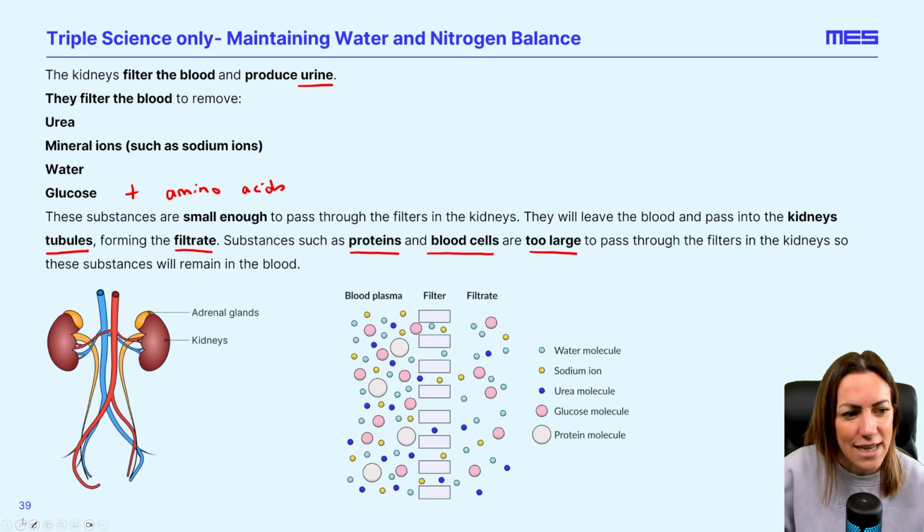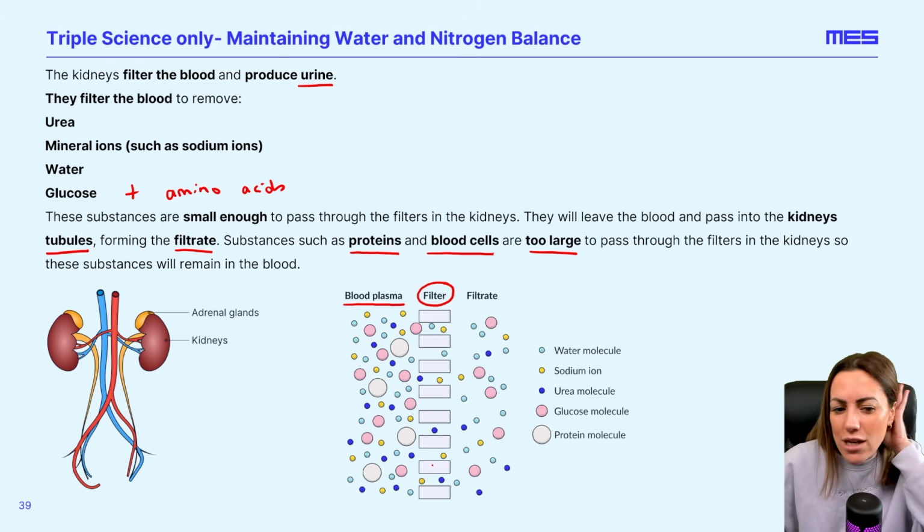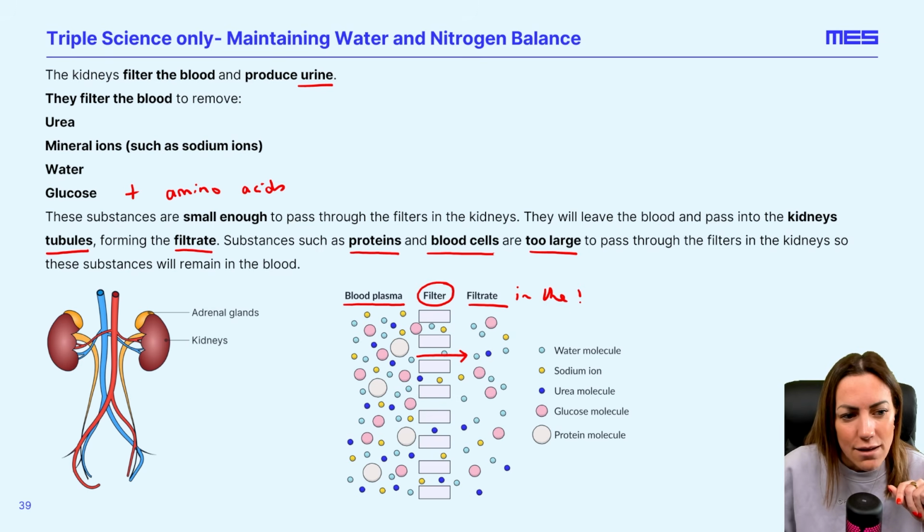So let's have a look at this on a diagram. So here is your blood, or your blood plasma, the liquid part of your blood. This represents the filters in your kidney tubules. They're called nephrons, but at GCSE you can just call them kidney tubules. So they have these partially permeable membranes that act as filters. Now, anything small enough is going to get filtered out of the blood in your kidneys and will form what we call the filtrate, which is in the kidney tubules.